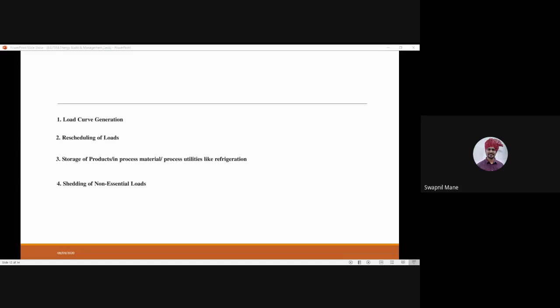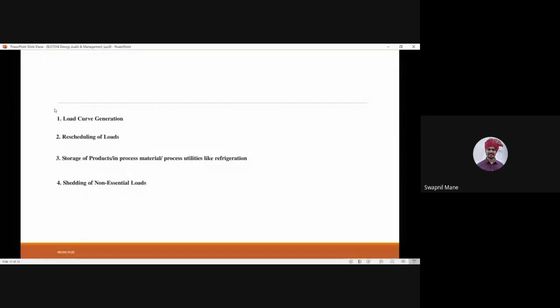Everyone understood this concept of maximum demand control. So maximum demand control doesn't talk only about load curve generation, but it also talks about rescheduling of loads, and rescheduling of loads can be done by peak clipping. What do you mean by peak clipping?